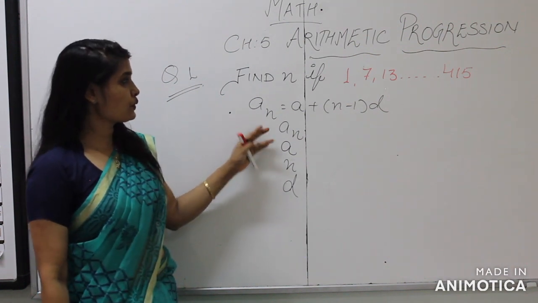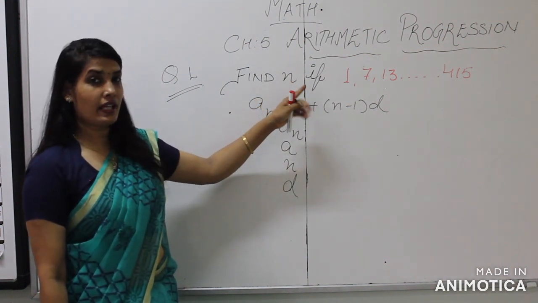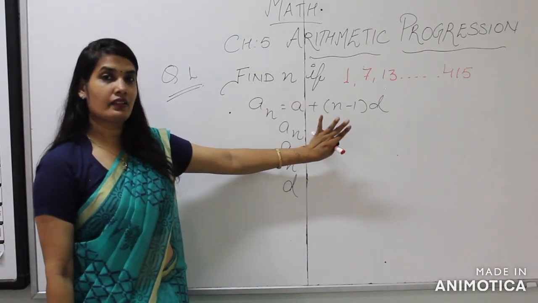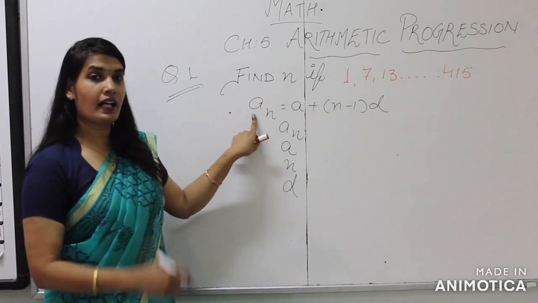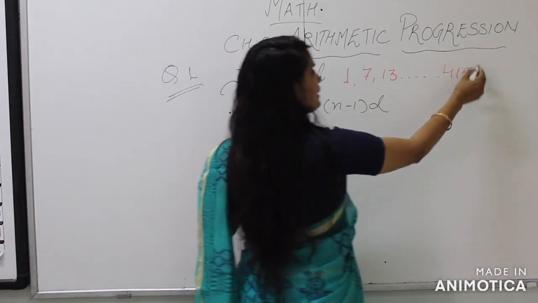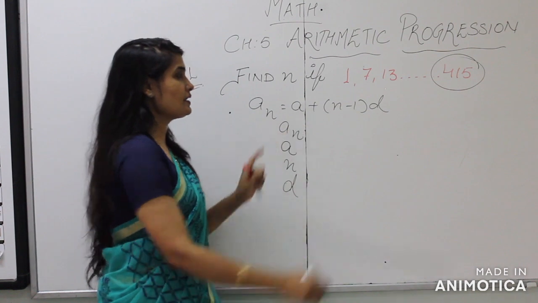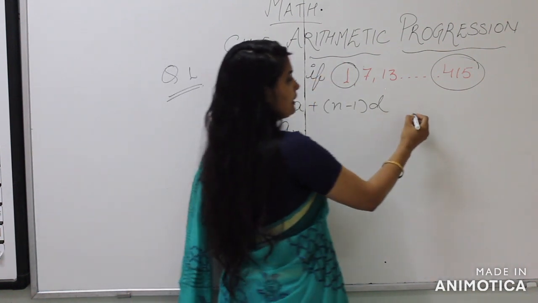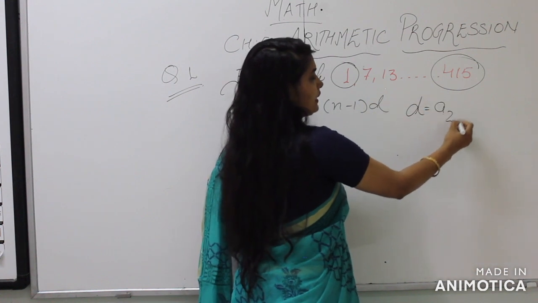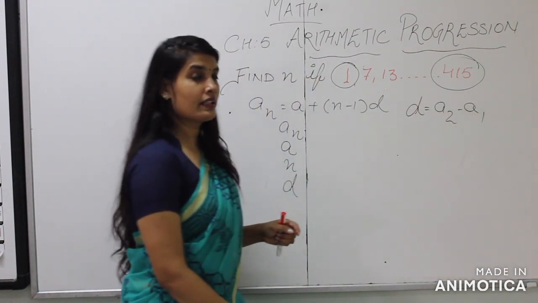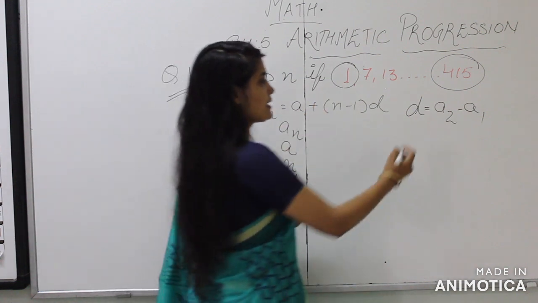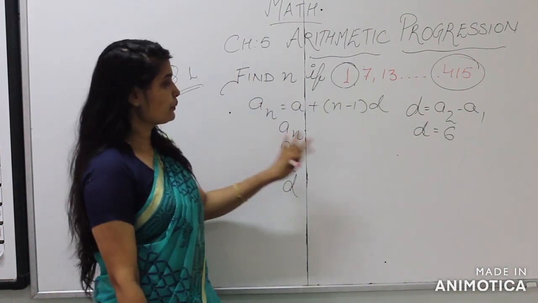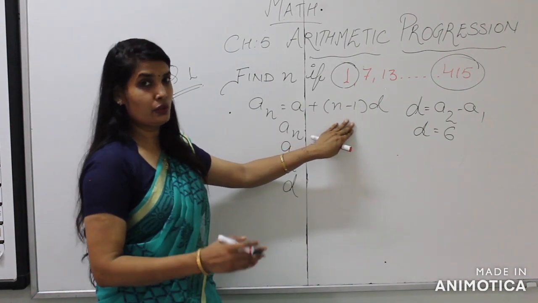Fine. Suppose in this question we have to find n. Means n is not given. We have to find this, and all the other things are given here. Which all? an means the last term of the series. This is 415. And what is a here? a is the first term of the series. That is 1. d is also here. d means common difference. And what is the common difference? a2 minus a1. a2 minus a1 is 7 minus 1, 6. So what will be my d? 6 will be d. Okay. So put all the values here. You will get the value of n.